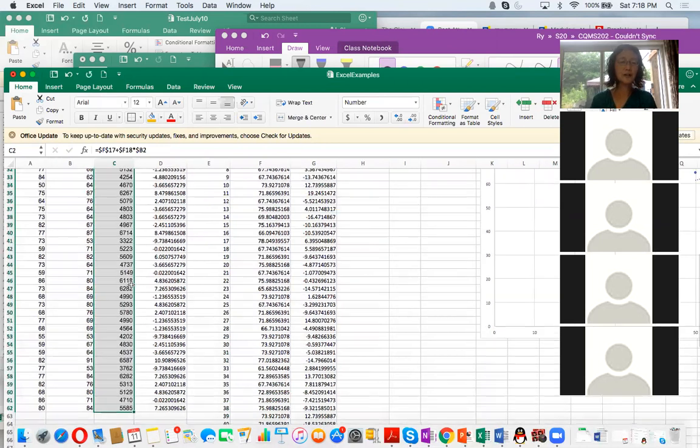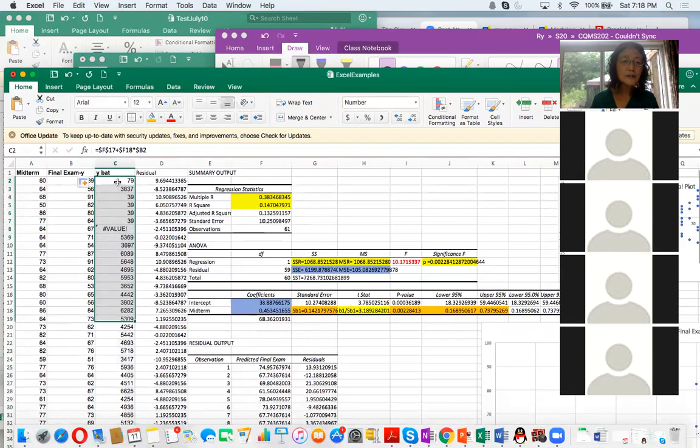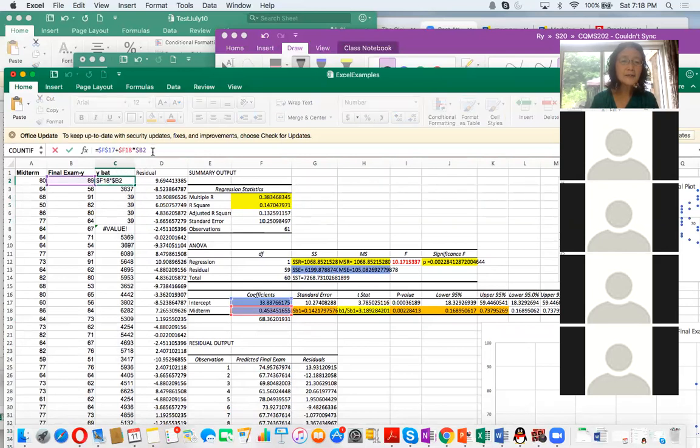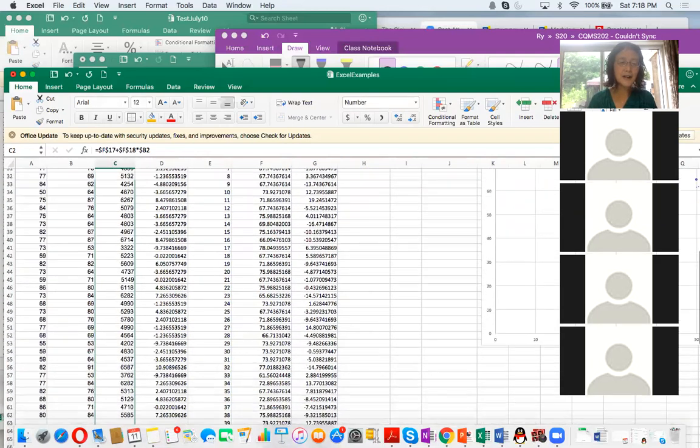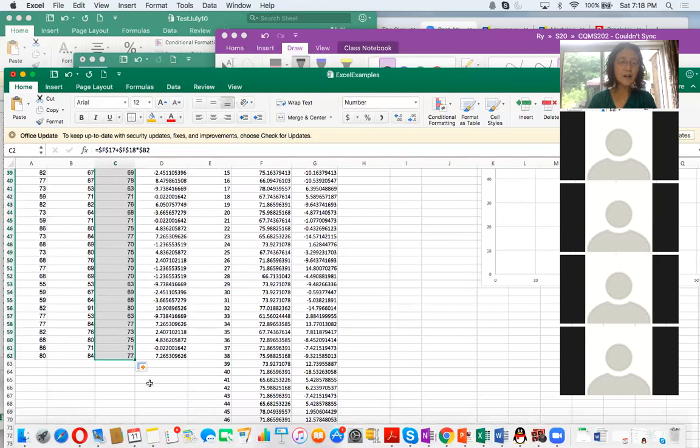So the Y dollar sign? I missed the dollar sign here. Dollar F dollar. So it should be dollar F dollar 17, dollar F dollar 18, then copy down the formula. And you get a predicted Y for all students.